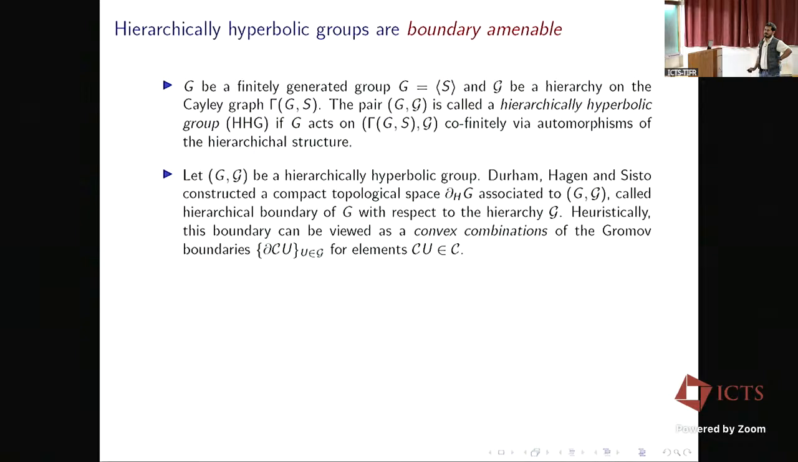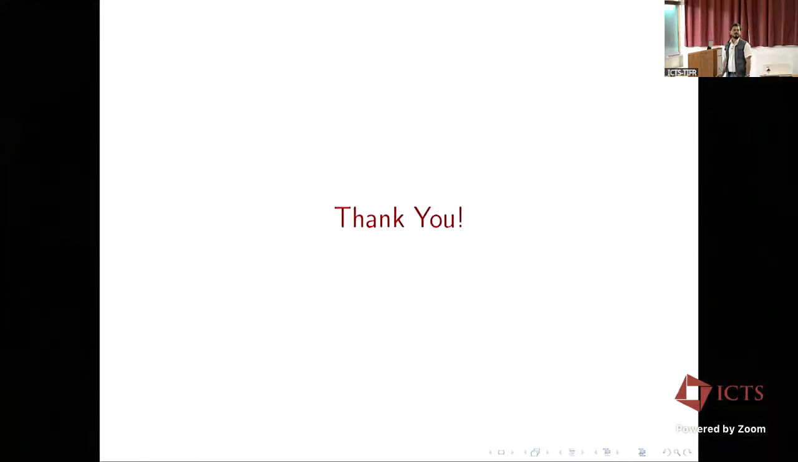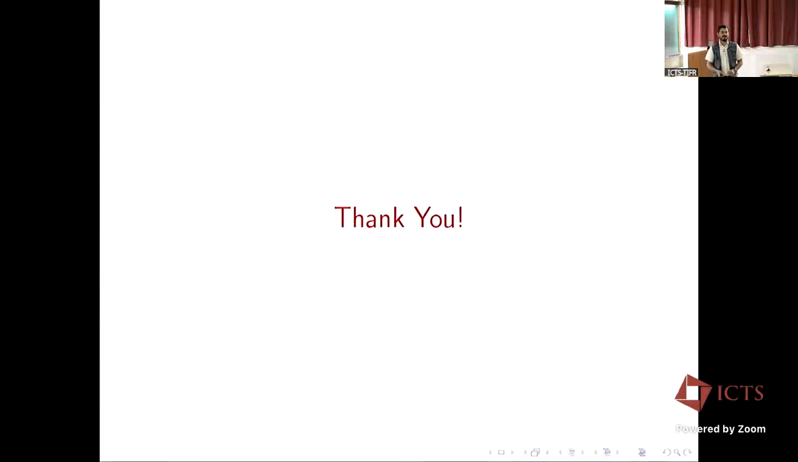So the result here is that hierarchically hyperbolic groups act on the hierarchical boundary topologically amenably. Sorry, I am over time already. As a corollary, this gives a different proof of mapping class groups being topologically amenable. Thank you.